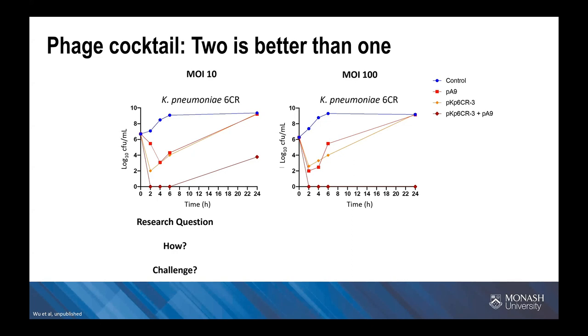So now we know that this combination is good. What we were hoping to do next is to look at the dose optimization for this phage cocktail. And this can be done by gaining more understanding of the pharmacokinetic and pharmacodynamic properties. But here comes the challenge, that is the quantification of phages, which I will explain to you as we go through the following slides.